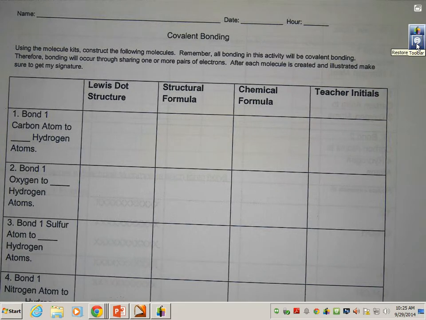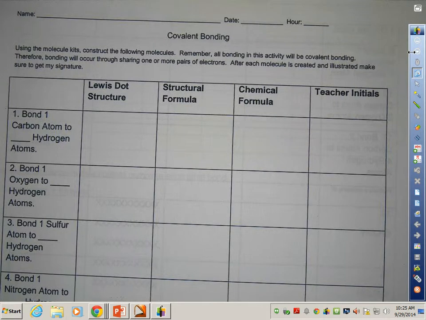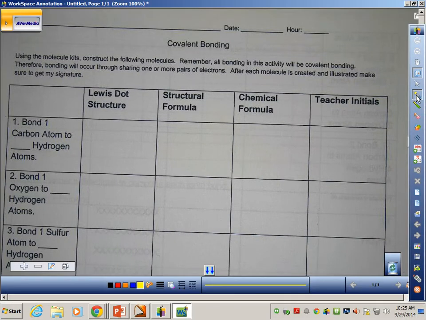Okay, so your worksheet, gentlemen, in front of you is asking you for a few things. The first thing that you'll notice is that it has a blank. It never is going to tell you exactly how many of a particular atom that you might need. So it says bond one carbon atom to an unknown number of hydrogen atoms. You'll need to fill that in.